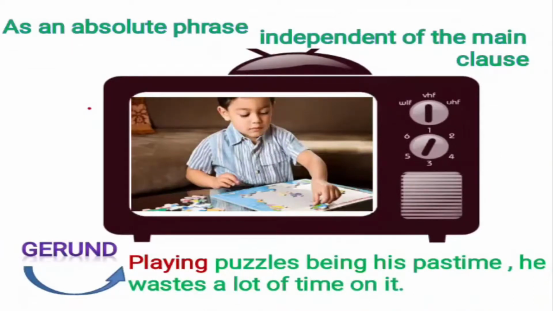As an absolute phrase which is independent of the main clause. Playing puzzles being his pastime, he wastes a lot of time on it. So here the main clause, the independent clause, is he wastes a lot of time on it, and the absolute phrase is playing puzzles being his pastime, which acts as a noun and therefore is the gerund.